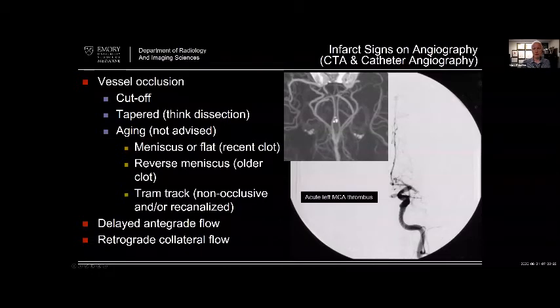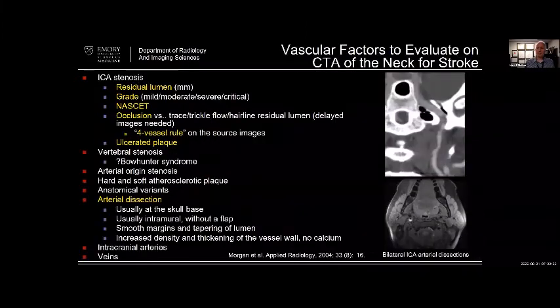One of the things I remember about that is the idea of a filling defect and that kind of thing. But again, I try not to do that. You look for delayed antegrade flow, you look for retrograde collateral flow. Again, catheter angiogram is a little bit easier to do that on. People have been working on 4D CTA techniques for years, but it's my understanding that because of technical issues around how much ionizing radiation is involved, that's maybe not as forthcoming.